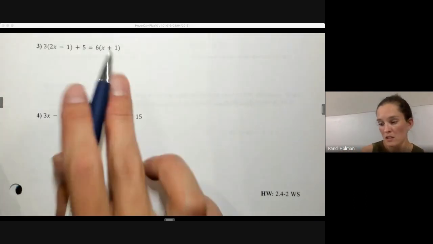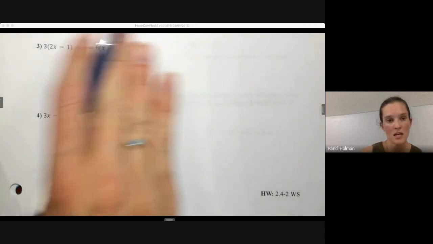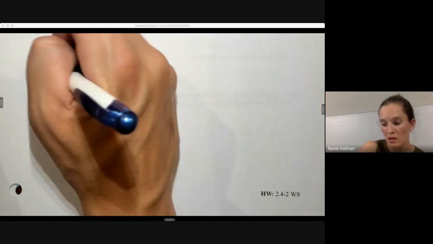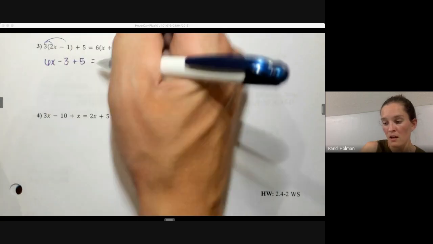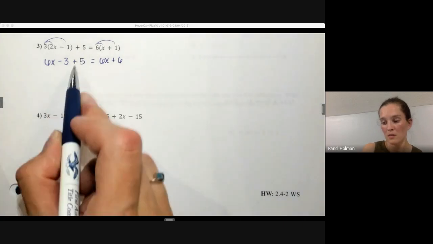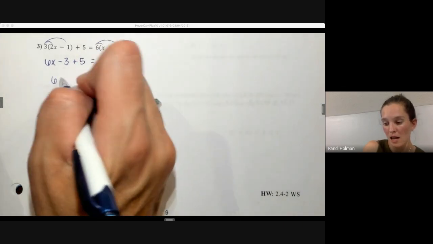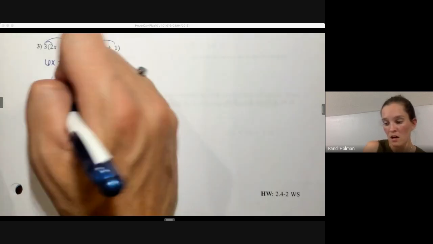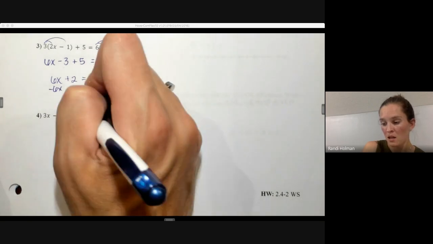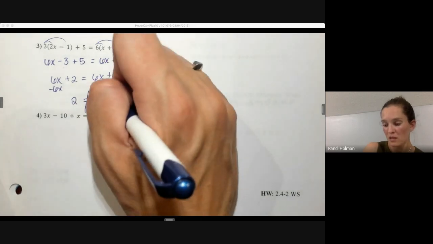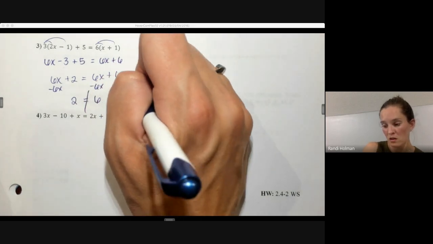So here we have lots going on. I'm going to look at each side individually and simplify as much as I can before looking at solving. So distribute that 3. We get 6x minus 3 plus 5. Distribute your 6: 6x plus 6. Ooh, I can do something else, like terms. 6x plus 2 equals 6x plus 6. Get our variables on the same side. 2 equals 6. Nope, never. 2 does not equal 6. No solution.